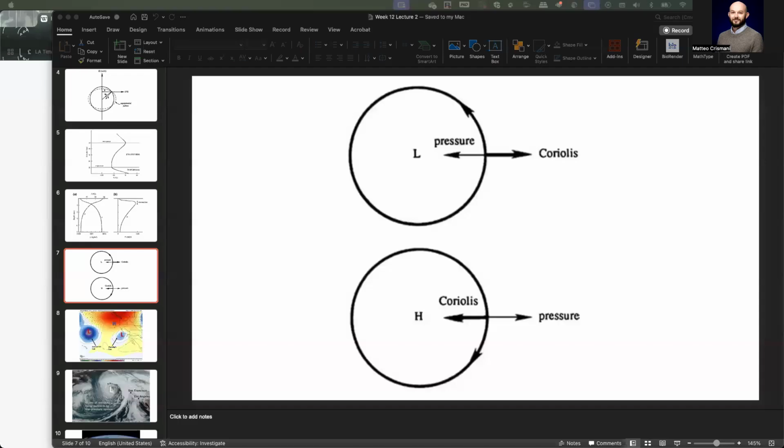Okay. What were we talking about? You remember? Looking in the notes. Something with the stuff, Coriolis force.